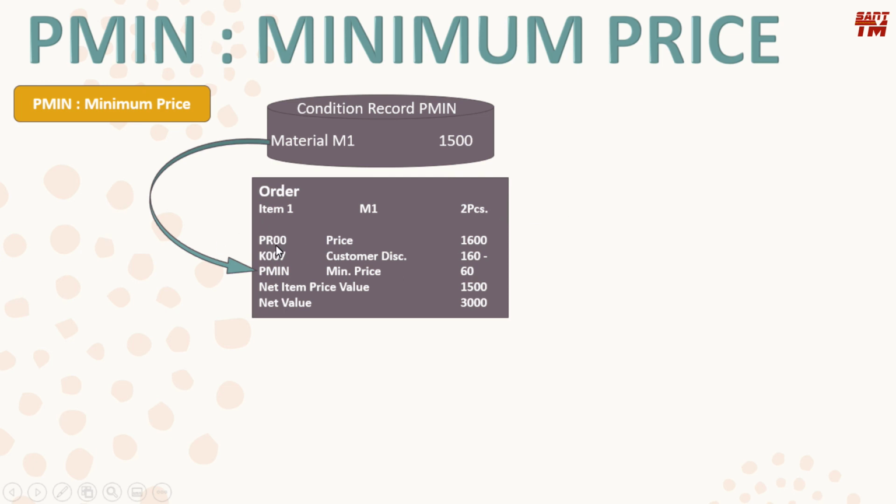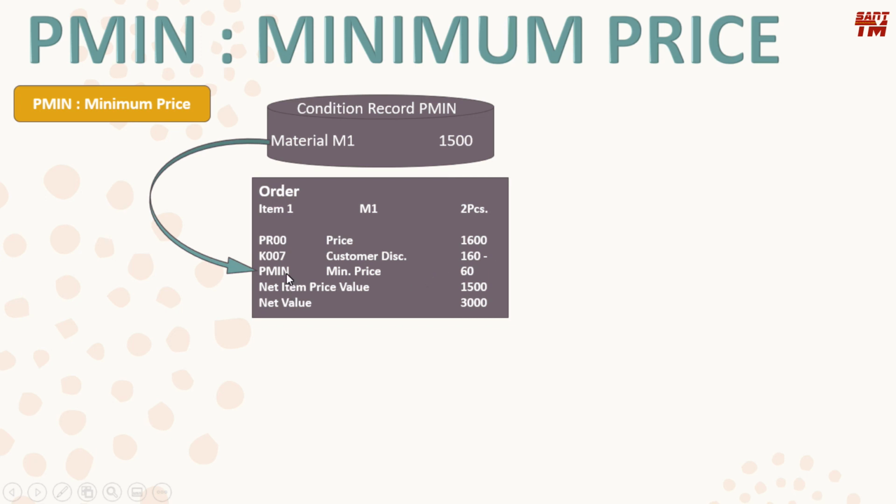So here comes the condition. PR00 price 1600 euros per piece. K007 customer discount of 160 euros per piece. So a total here 1440 euros per piece is the price that has been decided by these two conditions. 1600 minus 160 is 1440 per piece. We are talking about per piece here.